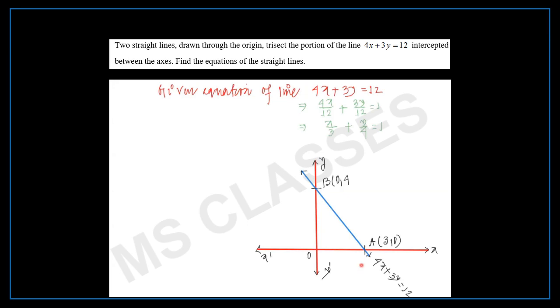This is the line. Now they have told that there are two more lines which are passing through the origin and trisecting this line. Now, what does trisecting mean? That is the meaning we'll understand here.